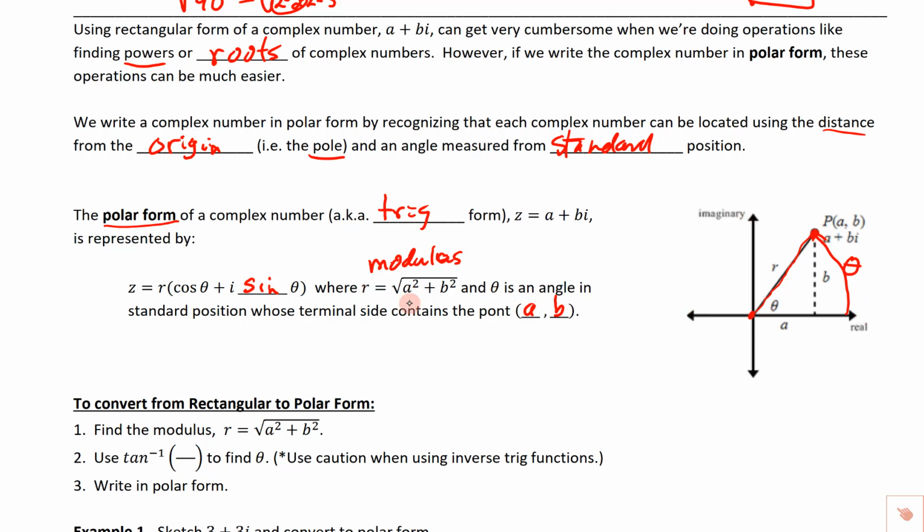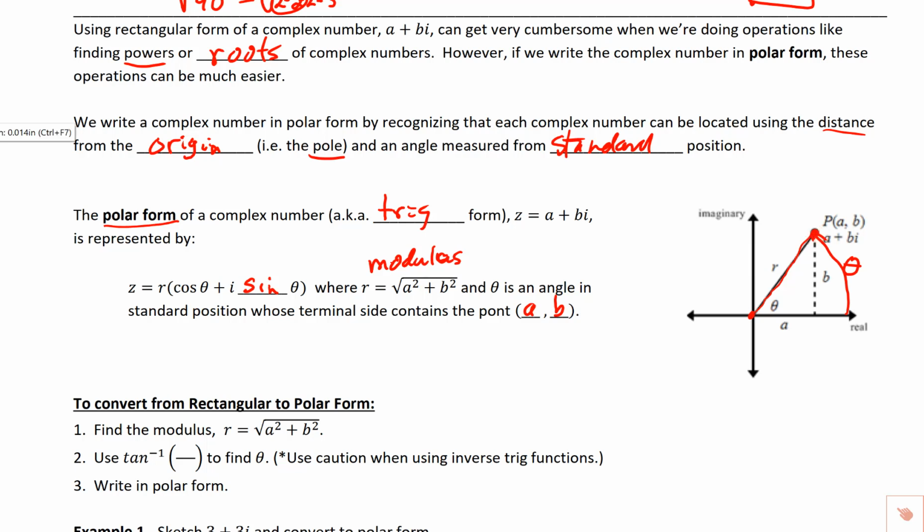And what we want to know is two things. We want to know how far away from the origin it is, and we want to know what angle this would have to be. So how much would we have to open this angle up in order to have it line up with this point a, b on the plane there. So let me show you another quick example.